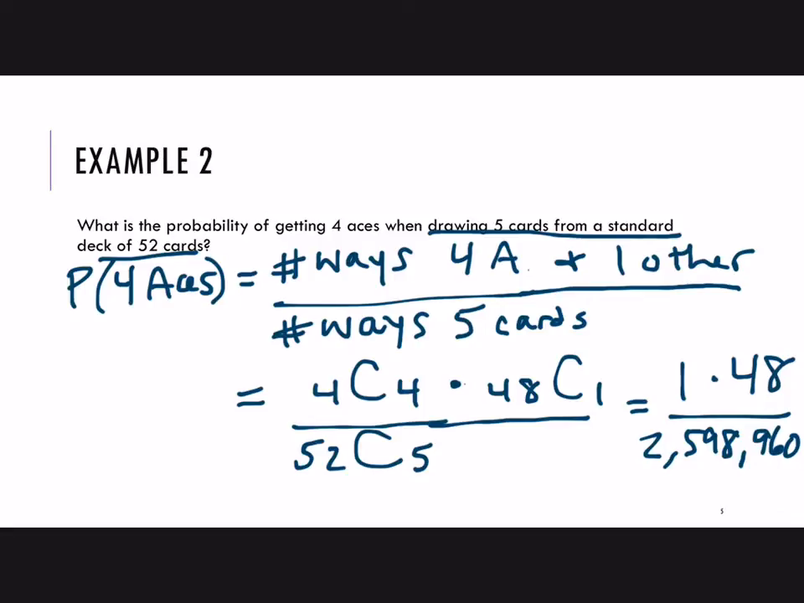2,598,960. As a fraction in lowest terms, this would be 1 over 54,145. And then let's do a percent. This would be about 0.0018%. A pretty slim chance of getting all 4 aces.